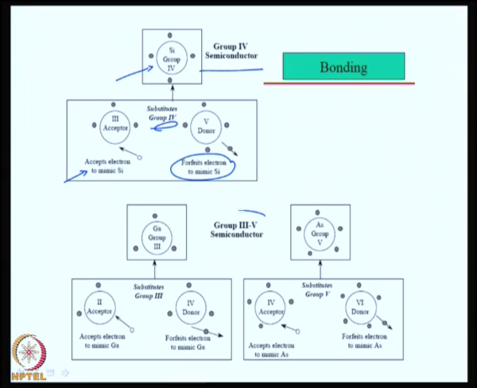For a group 3 to group 5 semiconductor, if you take the case of gallium, group 3, then substitutes in group 3 will be a group 2 acceptor, which will accept 1 electron to mimic gallium, and a group 4 donor forfeits 1 electron to mimic gallium. Similarly for arsenic and other substitutes from group 4 and group 6. So, if these conditions are met, then compound semiconductor bonding is explained. That is how it happens. Now, that is some of the basics.